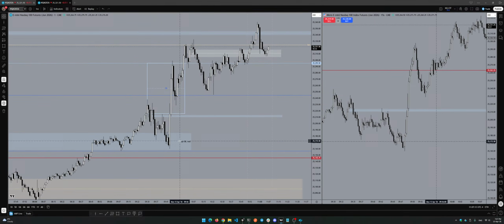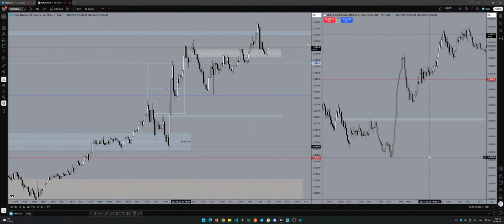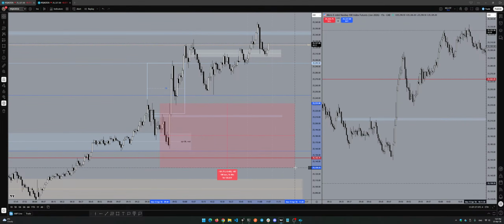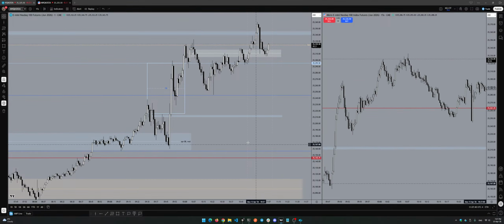Only the midpoint of Wednesday's first presented fair value gap, and it would have been 40 handles, $80, which is good. And the stop loss should have been, yeah, top of this candle, I think, $41. Yeah, it's okay. It would have been an okayish trade.